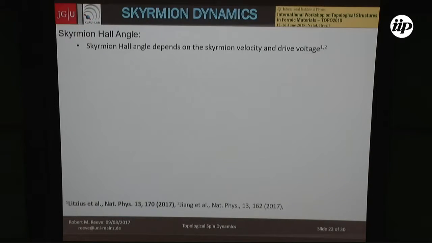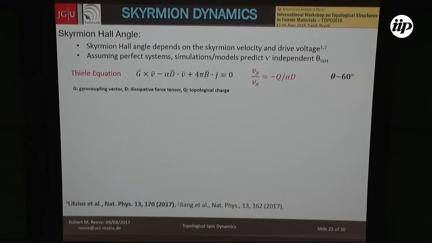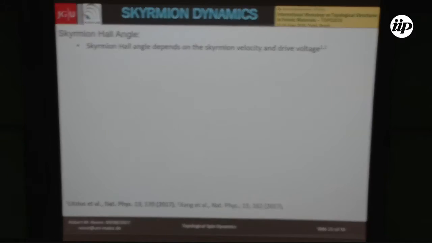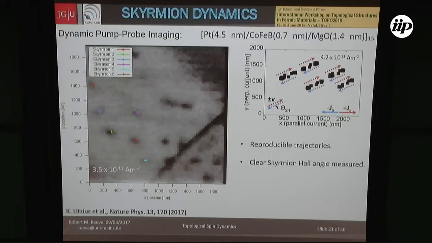So if you take simple models or simple simulations, for example, you can do some modeling based on the Thiele equation. And if you just assume perfect systems with no pinning and no internal excitations of those skyrmions, then you expect to have a velocity-independent skyrmion Hall angle. So you can extract this expression, and it's based on the topological charge. So for opposite topological charge, you get opposite motion, and the damping of the system and this dissipation tensor, which depends on materials parameters of the system and the size of the skyrmions. But if you put in the values for our systems, you get a value of around 60 degrees, which you can see is much larger than the values that we're seeing here.